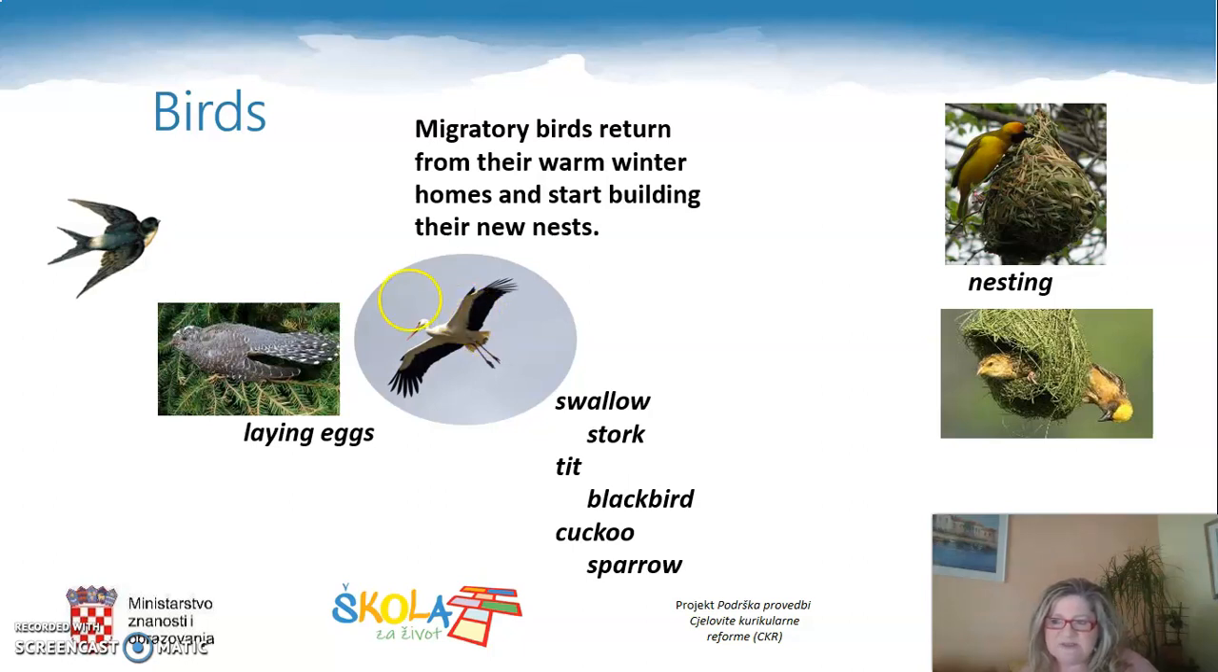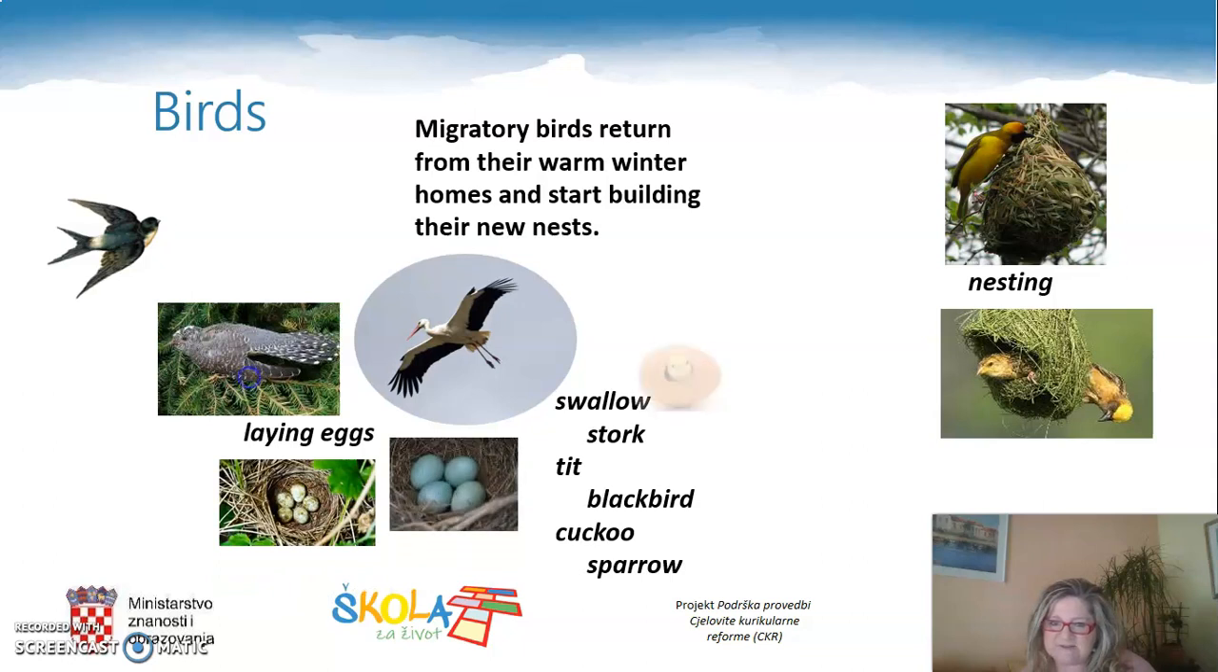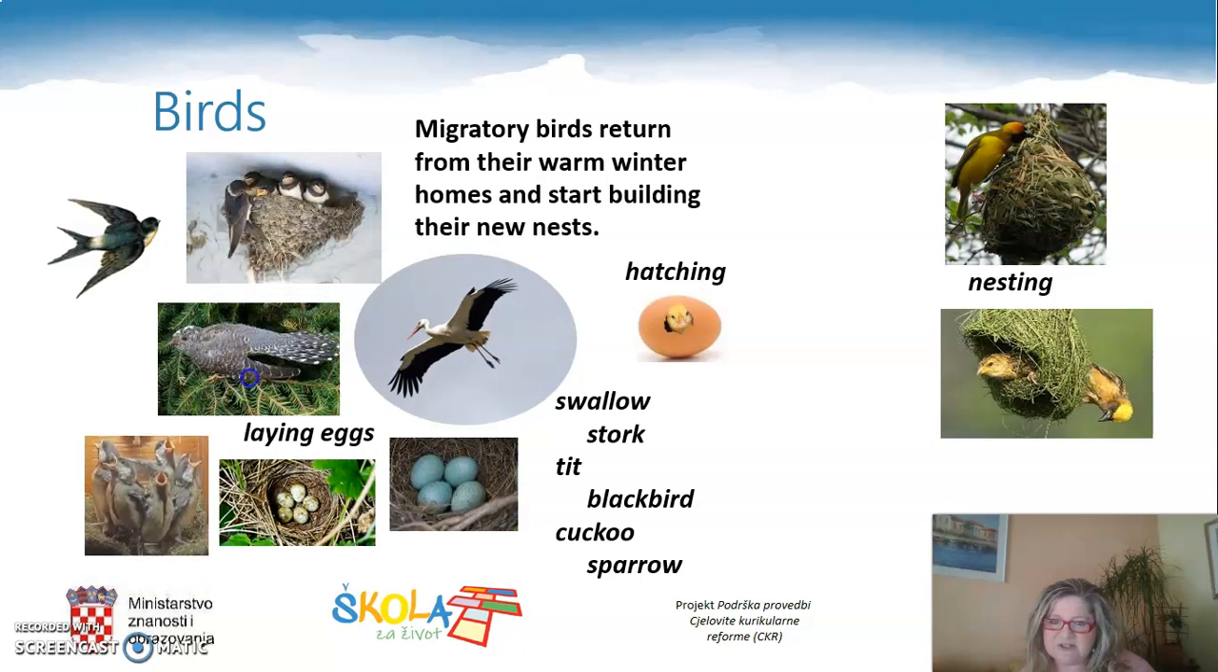But not all species of birds like to create their own homes. For example, can you recognize this one? It's a cuckoo bird. It doesn't build a nest. This kind of bird prefers to lay eggs in another bird's nest. There is a little bird hatching.